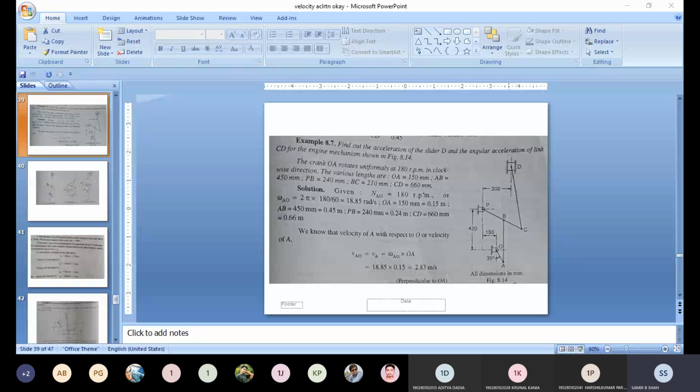Whatever your answer is, you have to write it. Here my answer is 1.8 for velocity of AB, so 1.8 square divided by 0.45. So I am getting the answer 7.2 meter per second square, the radial part acceleration of AB.